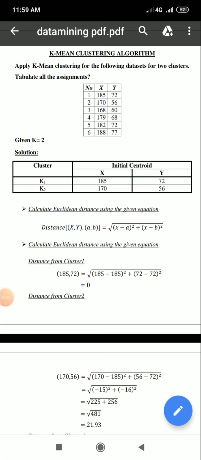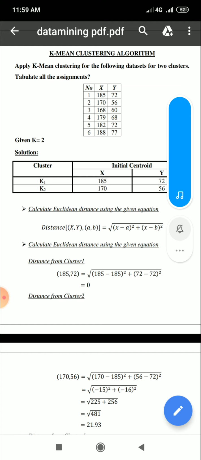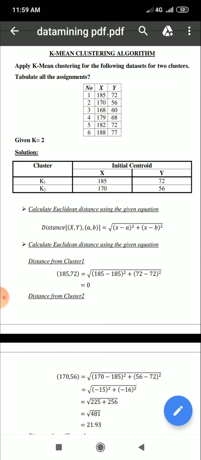Today my video is about the k-means clustering algorithm. We have to look at the question. Apply k-means clustering to the following datasets for two clusters. Tabulate all the assignments. Here is a table containing numbers 1, 2, 3 up to 6 and x and y coordinates. X coordinates are 185, 170, 168, 179, 182, 188. Y coordinates are 72, 56, 60, 68, 72, 77. Given k is equal to 2. We have to find the solution.